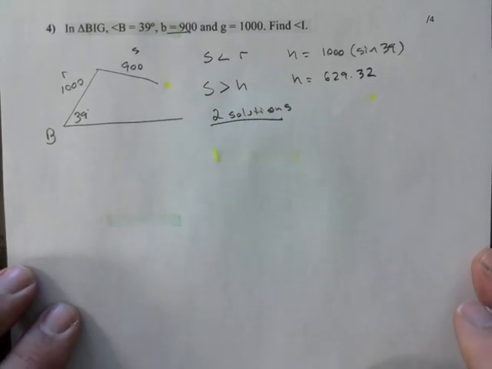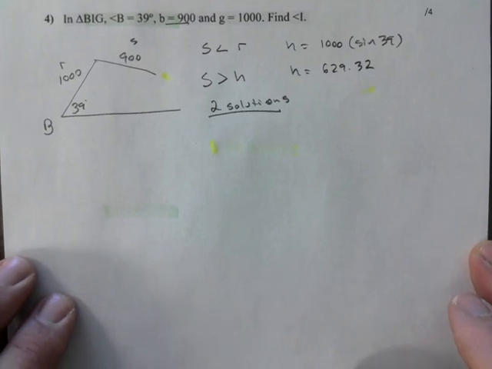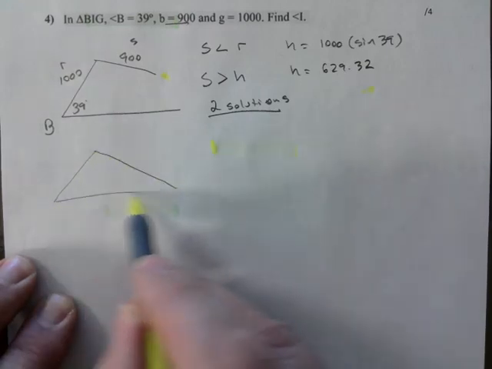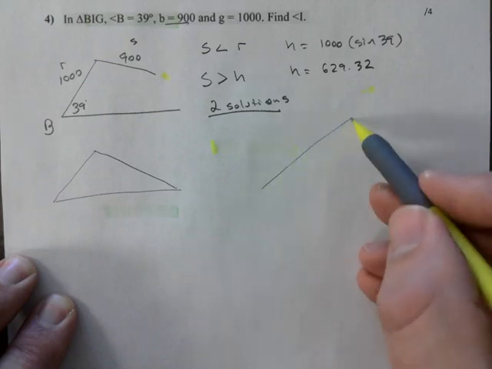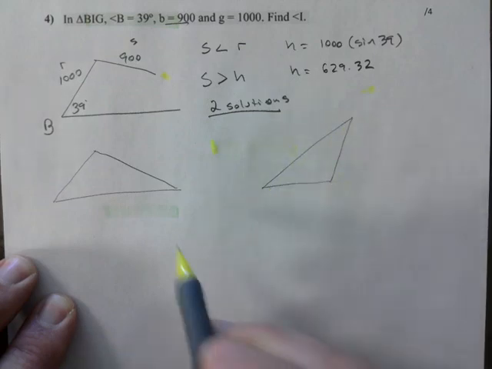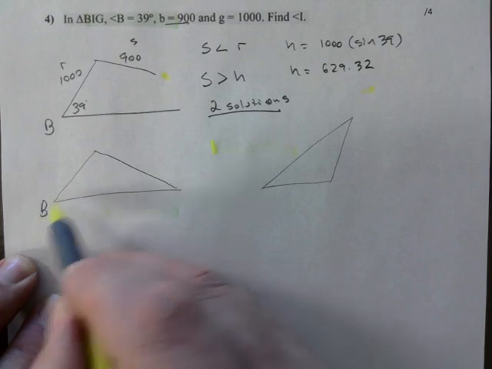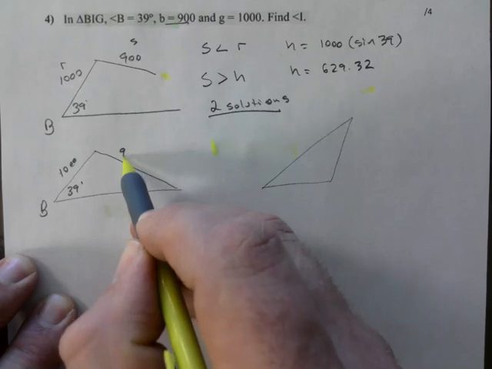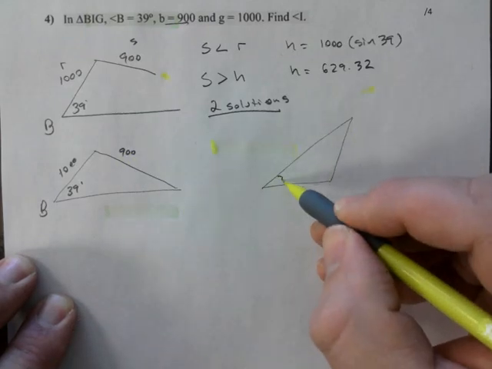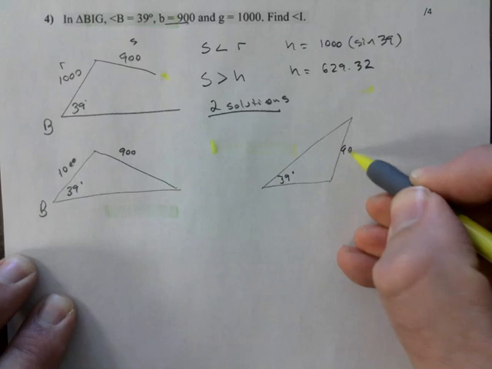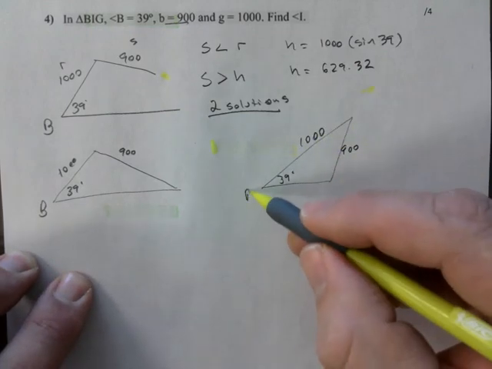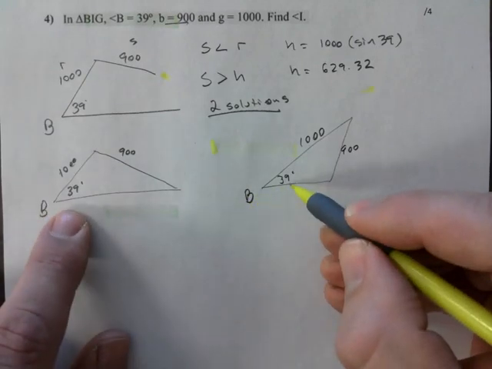Okay, 2 solutions. I'll help you out here. Find angle I. So it's just asking for the 2 angle I's, right, that you could find. So this is the one I want you to start with. And then you have the other one that goes like this. B is here for sure. Okay, this is 1,000. This is 900 for both of them. This is 39. This is 900. This is 1,000 for both of them. B is here as well, so it stays the same.